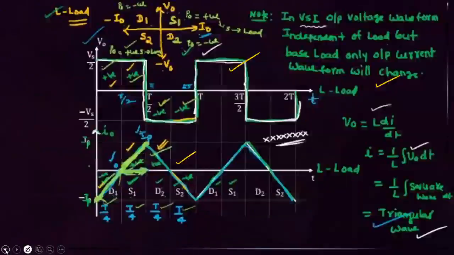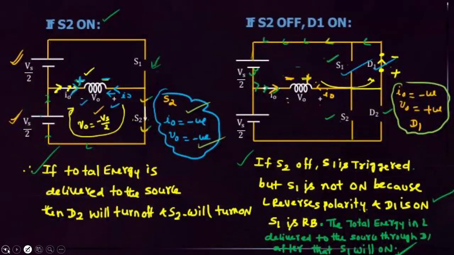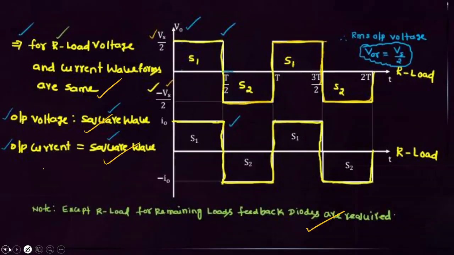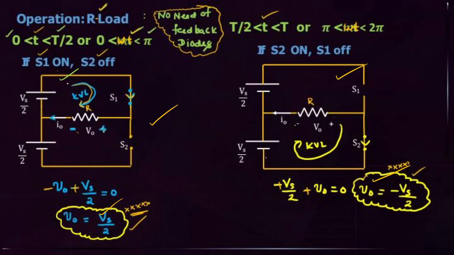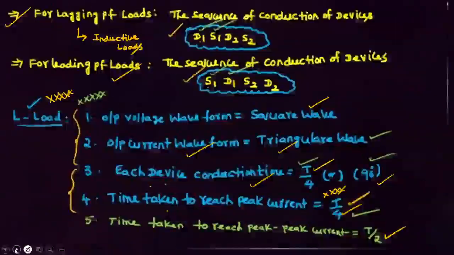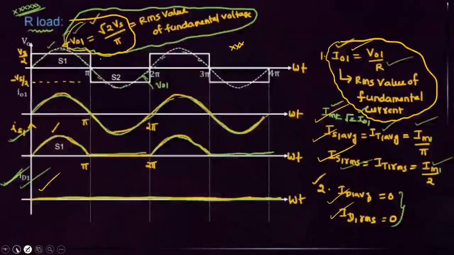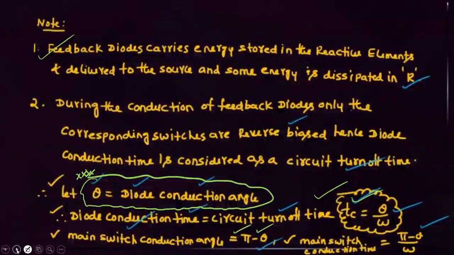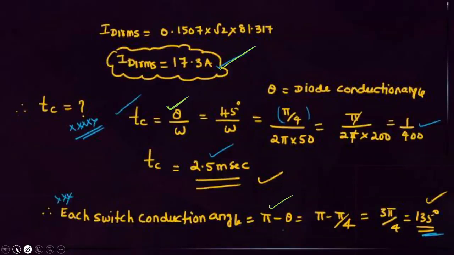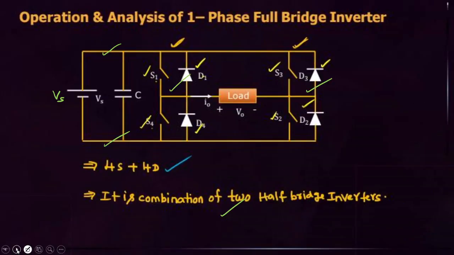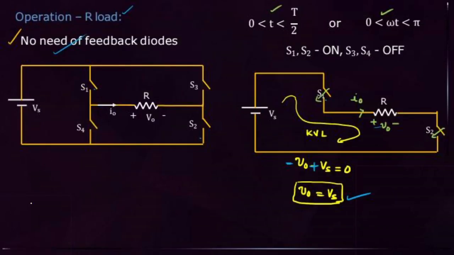It is a 3-wire DC supply. In a half bridge inverter, it is a 3-wire DC supply that you have to concentrate on. This is 1, 2, 3. But in the case of a full bridge inverter, it is a 2-wire DC supply. So that is also one of the main differences between the half bridge and full bridge inverter that you have to concentrate on. But it is a combination of two half bridge inverters.